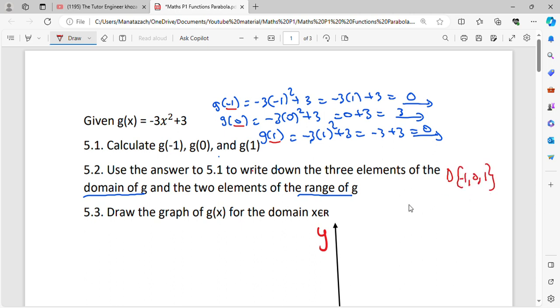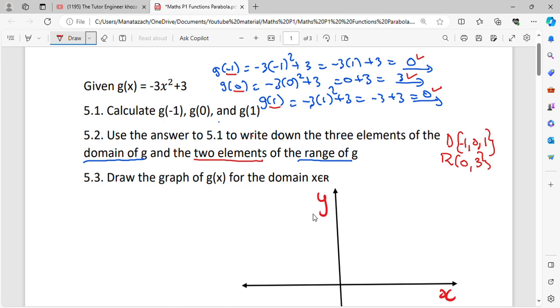So it's minus 1, 0, and 1. And then the 2 elements for the range would be, it's 0, 3, and 0 again. So we'll just write 0 and 3. Those are the 2 elements. So let's go to question 3. Draw the graph of g of x for the domain x element of real numbers.